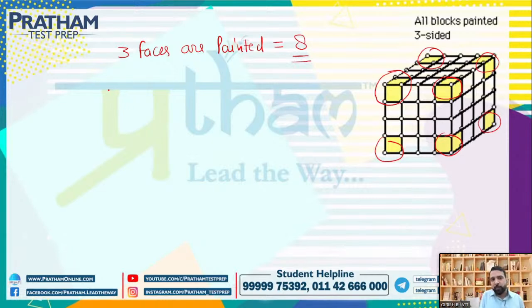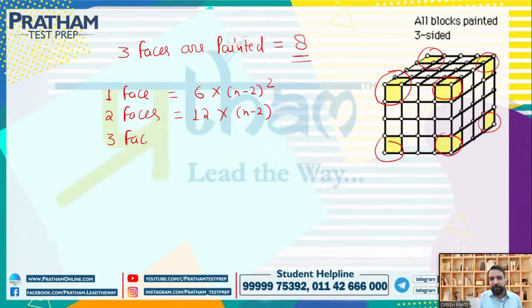So now my formula for 1 face is 6 into (n minus 2) whole square. For 2 faces, because that is in edges, it is 12 into (n minus 2). For 3 faces, that formula is always 8. Now the third question is no face.